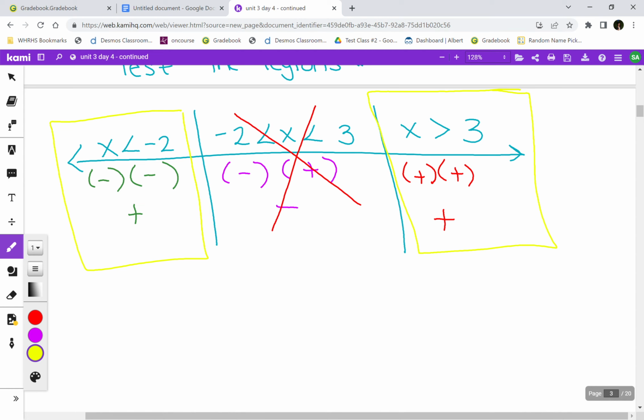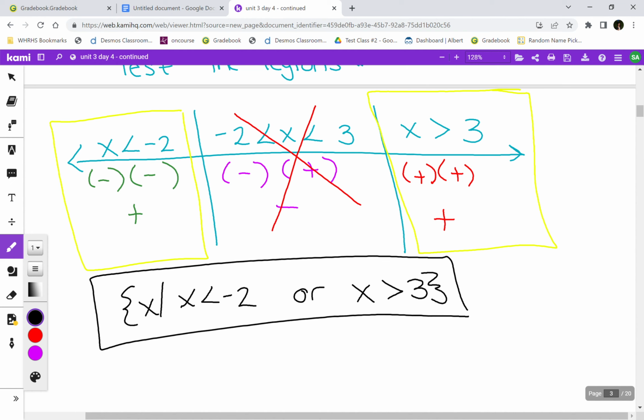So this is telling us x such that x is less than -2 or x is greater than 3. Isn't this the same answer we got doing it the other way?